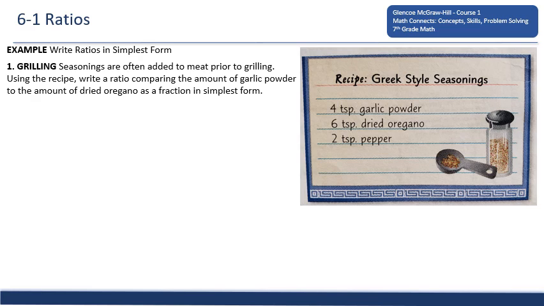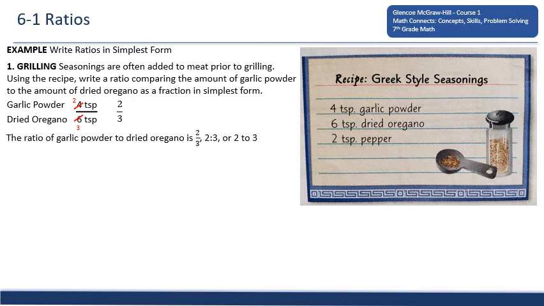Seasonings are often added to meat prior to grilling. Using the recipe, write a ratio comparing the amount of garlic powder to the amount of dried oregano as a fraction in simplest form. So we have garlic powder, 4 teaspoons. We have dried oregano, 6 teaspoons. So we'll simplify. 4 and 6 divided by 2 are 2 and 3. We get 2/3. The ratio of garlic powder to dried oregano is 2/3, or 2 to 3. That is, for every 2 units of garlic powder, there are 3 units of dried oregano.